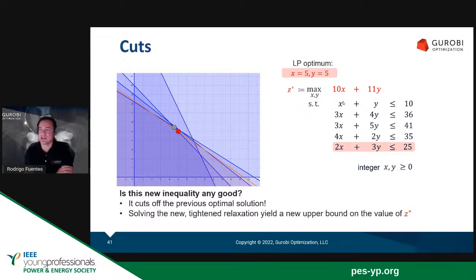So as you can see, that cut made the feasible region such that when we find the solution on a vertex, the vertex is going to be a point of integral values, x equal to 5 and y equal to 5. If we replace that value in our problem, the upper bound is going to be 10 times 5 plus 11 times 5. That's 105 for the solution of the problem.